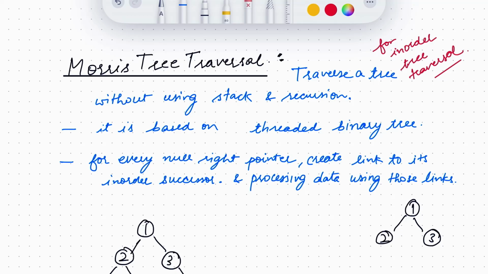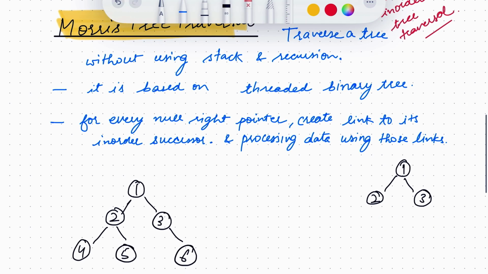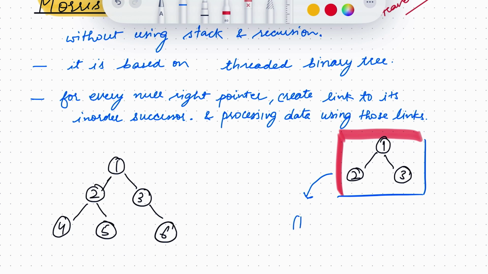Hey everyone, today we are going to discuss a very important tree topic, which is Morris Tree Traversal. We already know that to traverse a binary tree we have several methods. First one is using recursion, the second one is using the iterative method. I am not going to go into much detail for these two topics, recursion and iterative method.